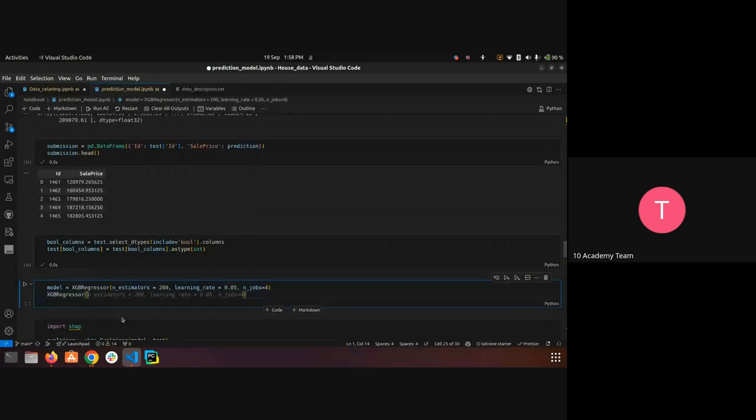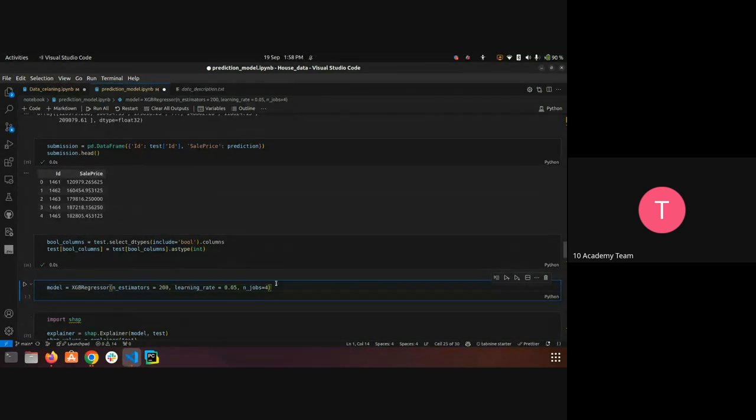So the number of estimators, you can consider them as the number of points that it is going to use to estimate or to predict. So it's just parameters. I believe you will have a session this week on parameter tuning, so you're going to be seeing them.